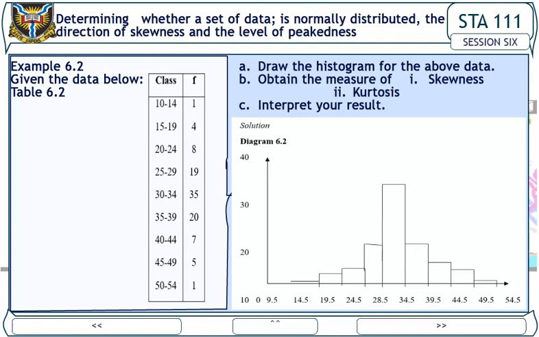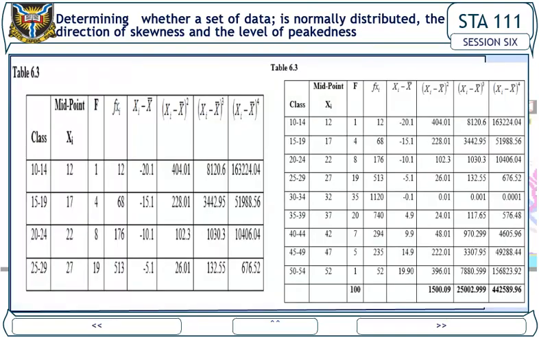Given the data below, table 6.2. A. Draw the histogram for the above data. B. Obtain the measure of 1. Skewness, 2. Kurtosis. C. Interpret your result. Solution. Diagram 6.2. Table 6.3.